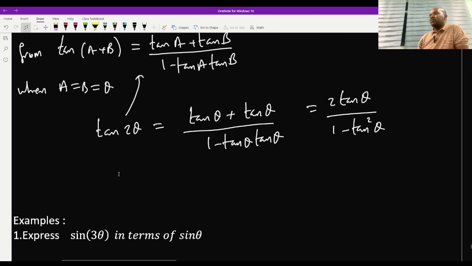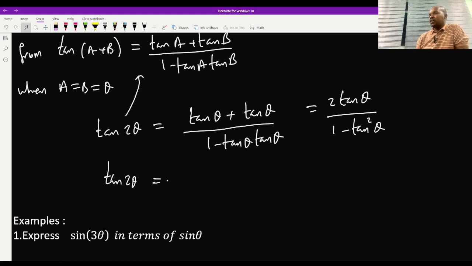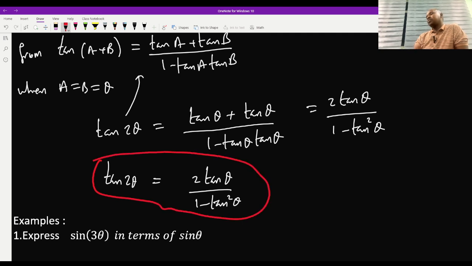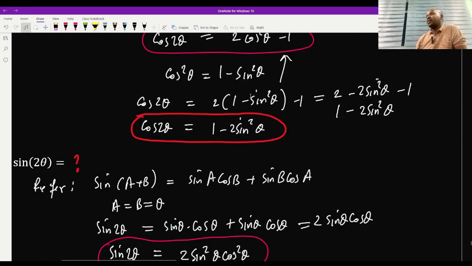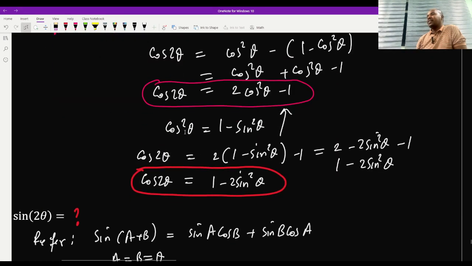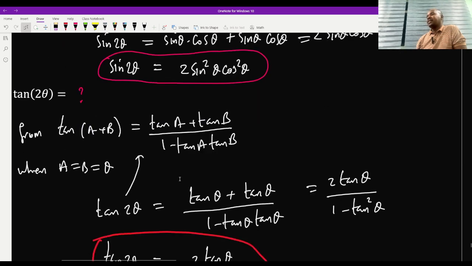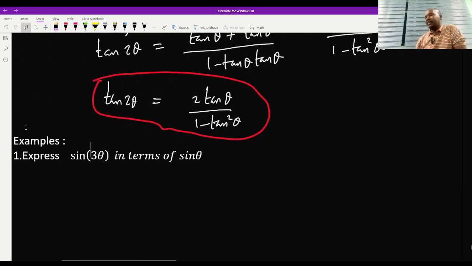So the last expression for tan 2 theta is going to be equal to 2 tan theta over 1 minus tan squared theta, dear students. So that is the double angle formula corresponding to tan 2 theta. So we have already derived the three formulas. The first one was for cosine, the second one was for sine, and the third one was for tan.